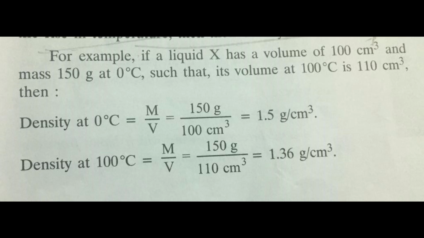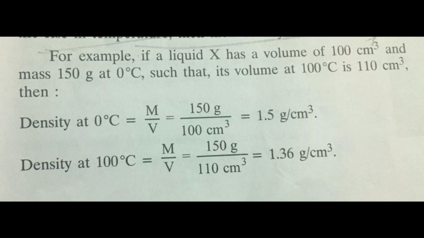So let us see now. Density at 0 degrees Celsius is mass upon volume. Mass is 150 grams. Volume is 100 cubic centimeter. So when we divide them, we get the answer as 1.5 gram per cubic centimeter. So the density of the liquid at 0 degrees Celsius will be how much? 1.5 gram per cubic centimeter.